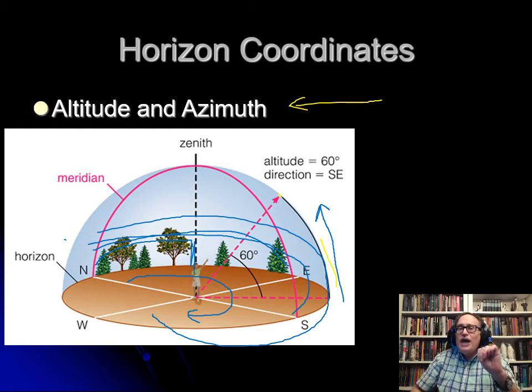So that means if you can figure out the altitude and azimuth, you take a sextant, a device that measures the altitude and the azimuth, and if you know what time it is accurately, you can then figure out where you are.